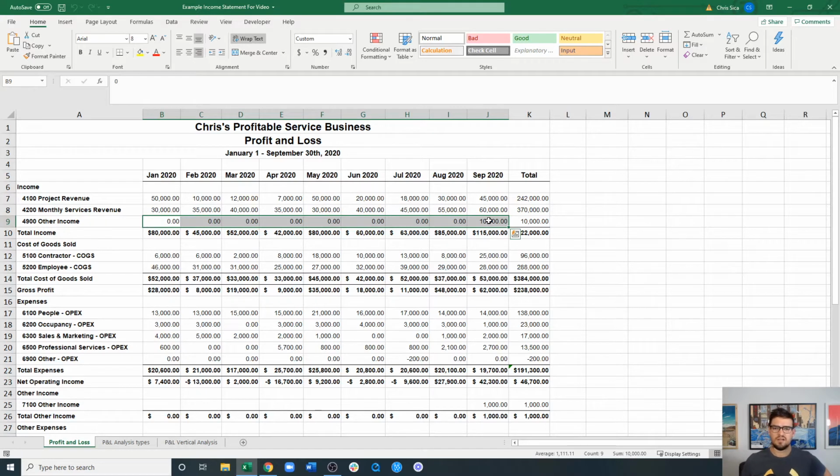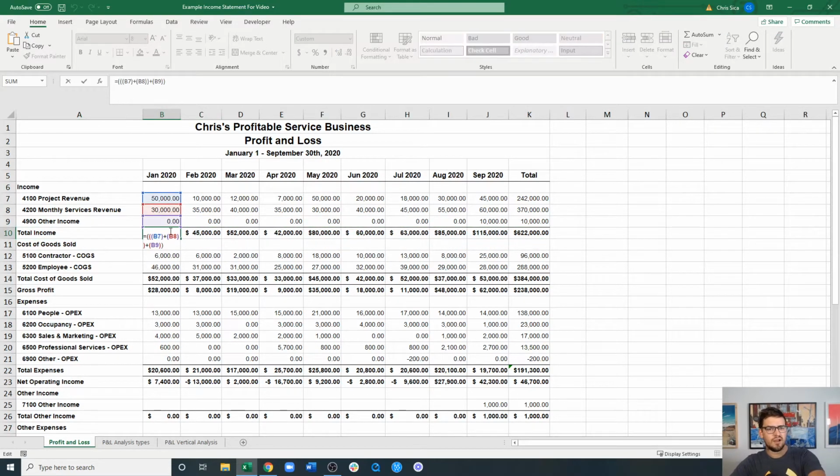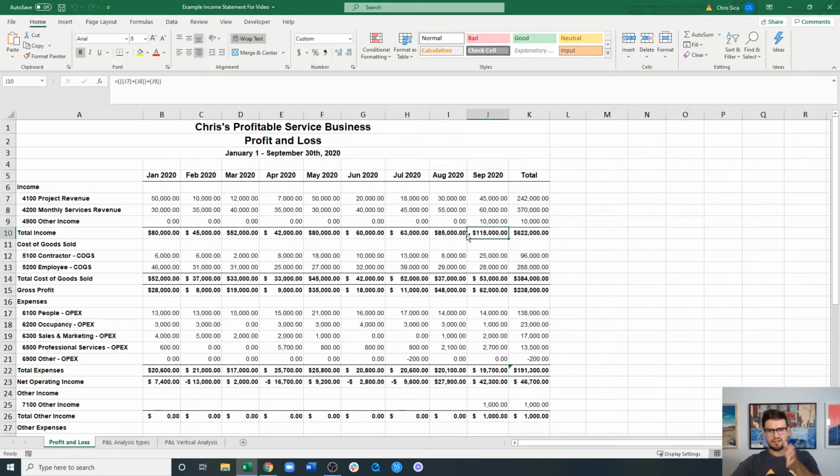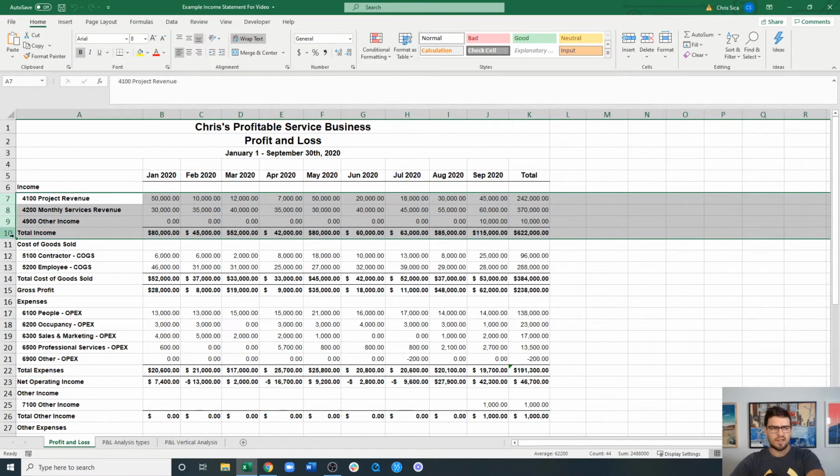And this is here in the 4,900 other income account. What we can see is that we have this line called total income, which is where we sum up all of our different revenue accounts. And so we can kind of see how these go month by month. And we'll get into some of that horizontal and vertical analysis in a bit. So this is the top of your income statement usually is your revenue accounts.